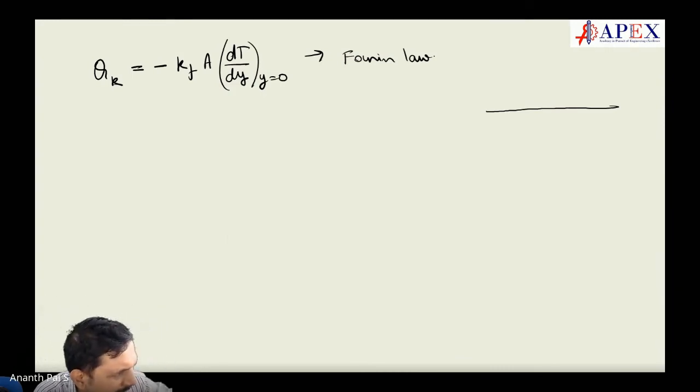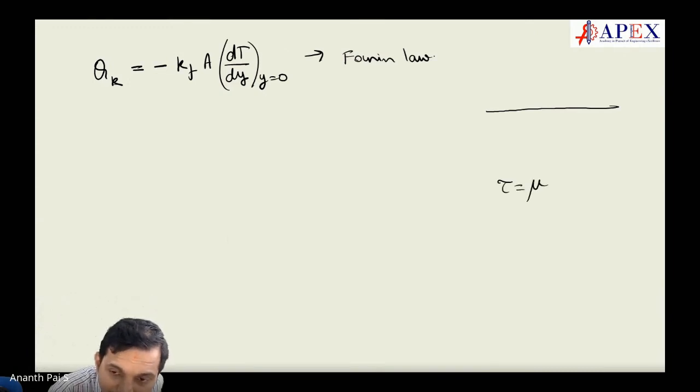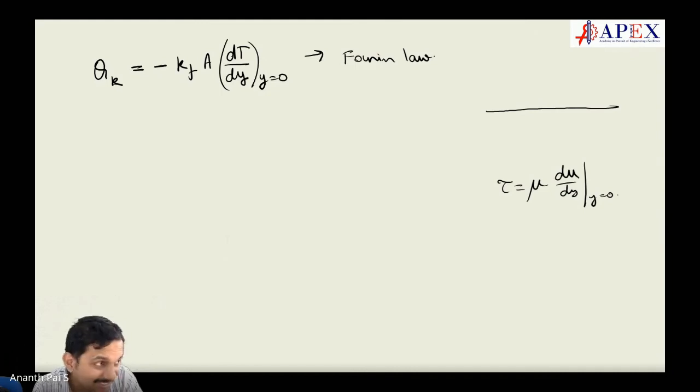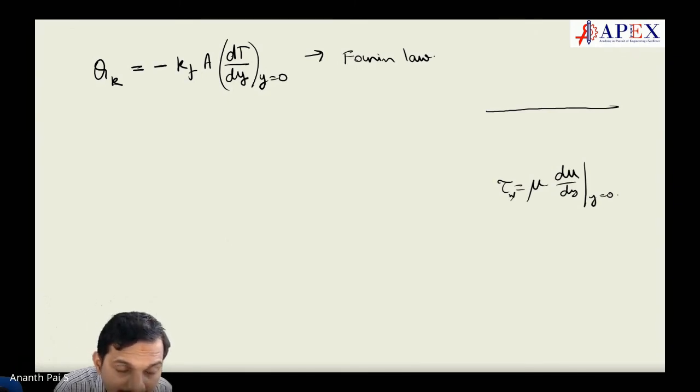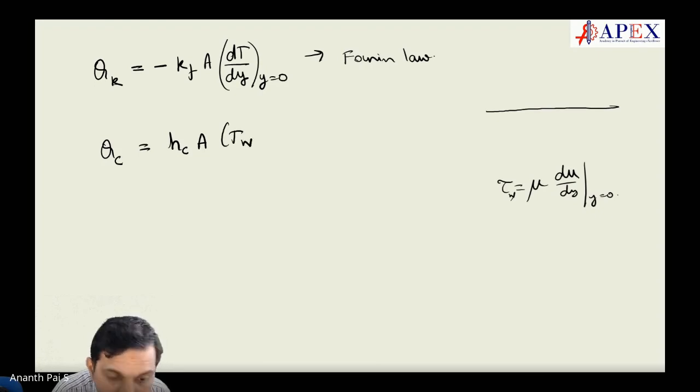Now, do you see the relationship with velocity, shear stresses? What is shear stress? Mu into du by dy at y equal to 0. Since there is a relationship between heat transfer and shear stress, in convection also we will establish a relationship between coefficient of friction and coefficient of heat transfer. This is all shear stress. Now if this is equal to QC, what is QC? QC is equal to HC into A into (TW minus T infinity). Correct, so there is a relationship, is it not?